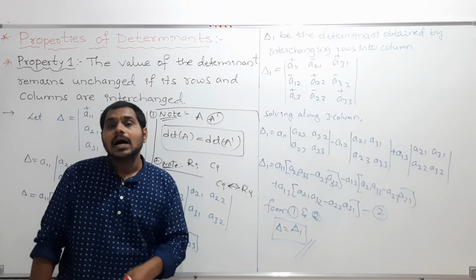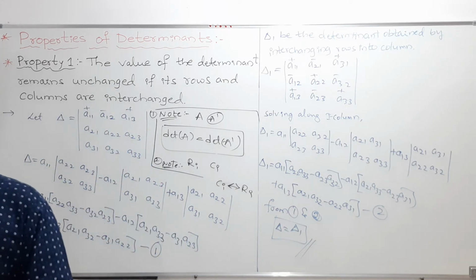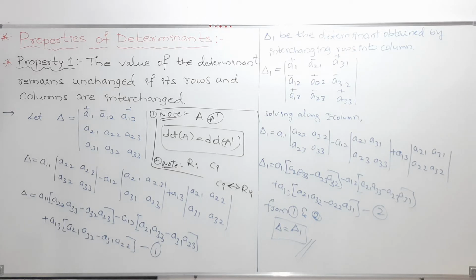Ci interchanging Ri. Like this we should write. Clear. I hope you understood. Still, if you have any doubts, you can comment to me. I'll reply for that. Clear.